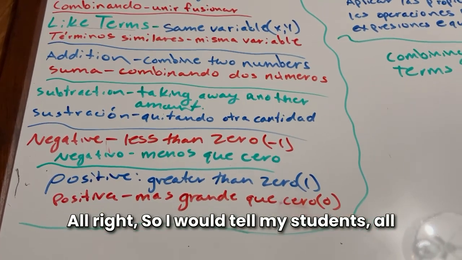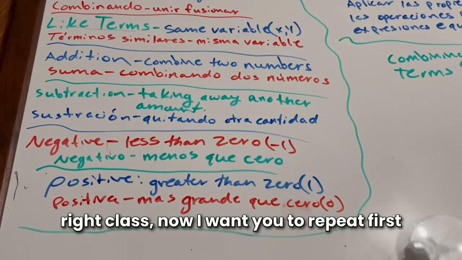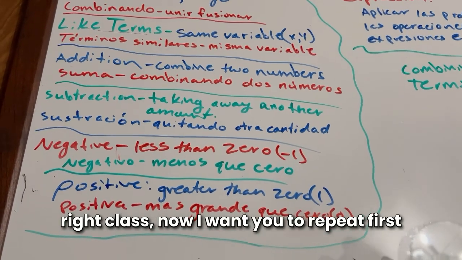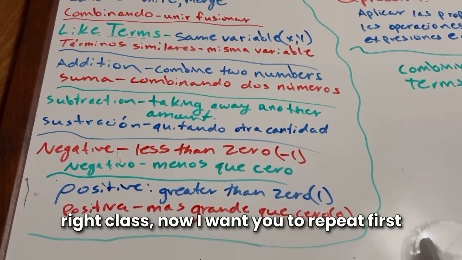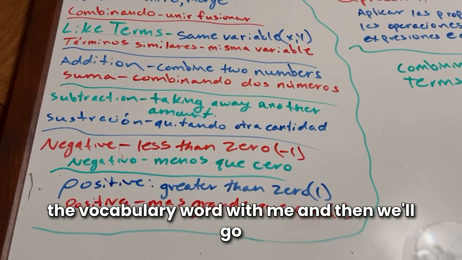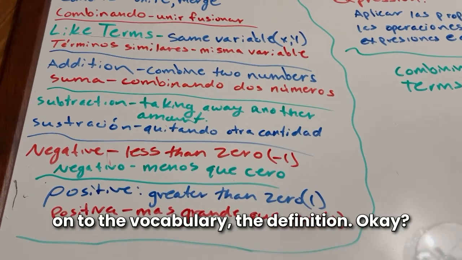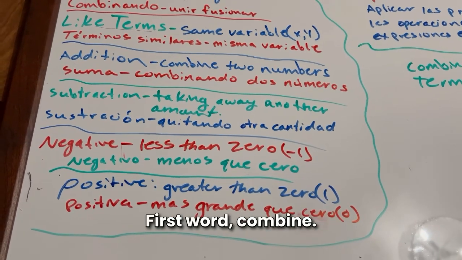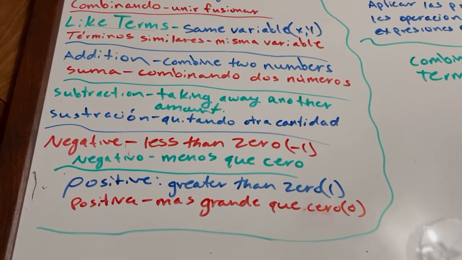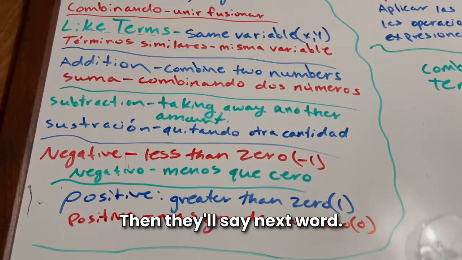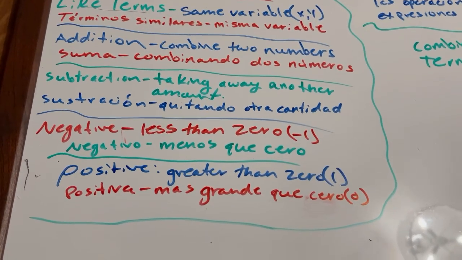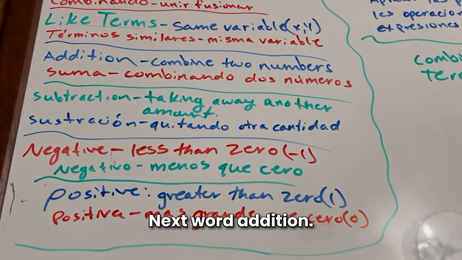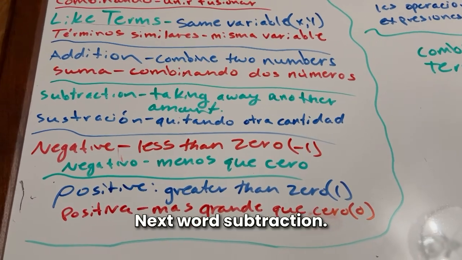strategy. I would tell my students, all right, class, now I want you to repeat first the vocabulary word with me, and then we'll go on to the definition. All right, class, here we go. First word, combine. Then they'll say it. Next word, like terms. Next word, addition. Next word, subtraction.